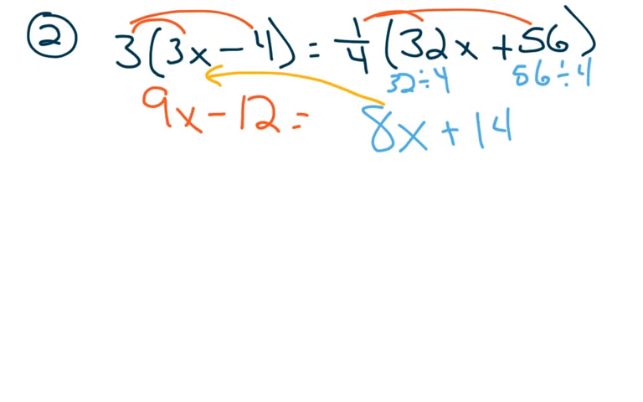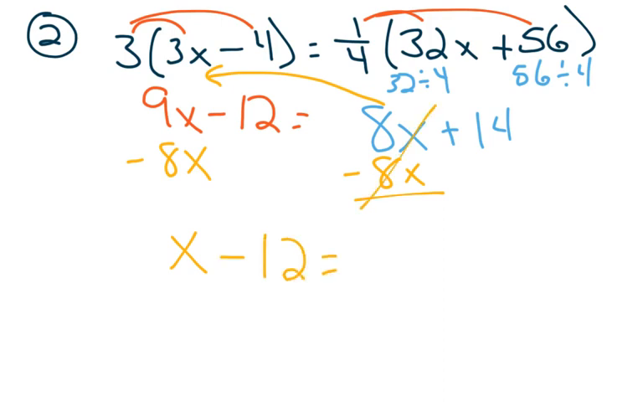Okay, this is positive 8x. I want it to be 0x. I'm going to do that by subtracting 8x. And if I do it to one side, I've got to do it to the other side. Okay, so 9x minus 8x is 1x. That's a really good thing because now we won't have to do any dividing. x minus 12 is equal to, those canceled out, I've just got 14 over here.